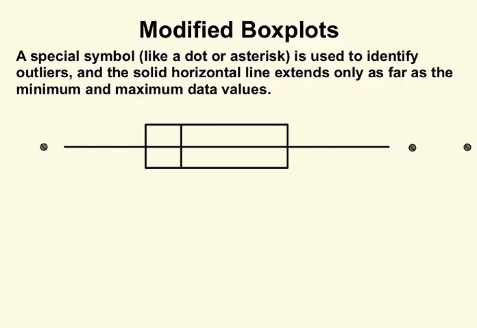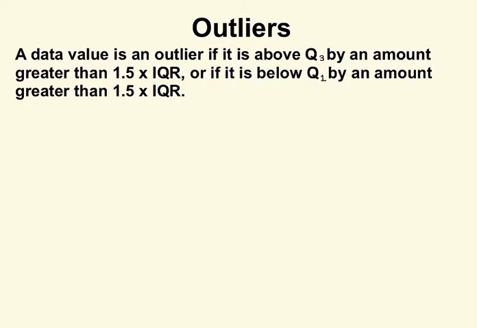Here's a box plot. Actually, this is a special kind of box plot. I'm going to describe it, and I'm also going to explain what these dots are on the end. The dots on the end have to do with the outliers. An outlier is a data value that may not actually belong in your data set.